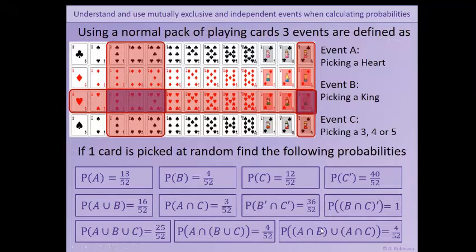So A intersect B. So that's A, B. So we find all the hearts and find where does that coincide with your kings, which is here, 1, that's just 1 card. And then A intersects C, so where do these two coincide? 1, 2, 3, so it's 4 cards in total. So basically this was 2 ways of writing the same thing.